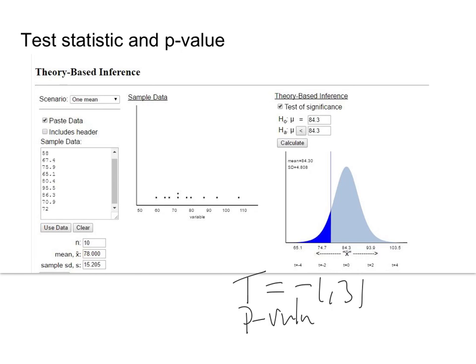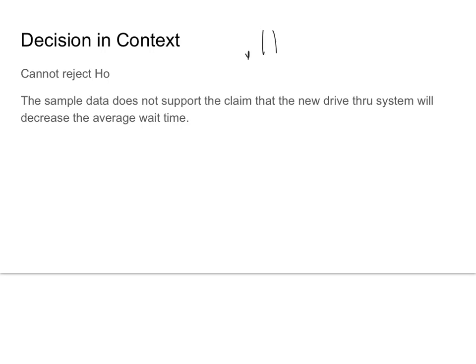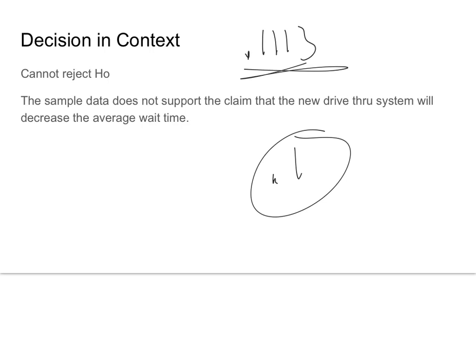The p-value is 0.1113. So I'm reporting those out. So with that p-value of 0.1113 and I don't remember what level of significance they told us. They didn't tell us. Oh, yes, they did, 0.1. So the level of significance is 0.1. Well, this is close to 0.1, but it's bigger than that. So we can't reject H0, and to put it, the sample data does not support the claim. The new drive-through system will decrease the average wait time.